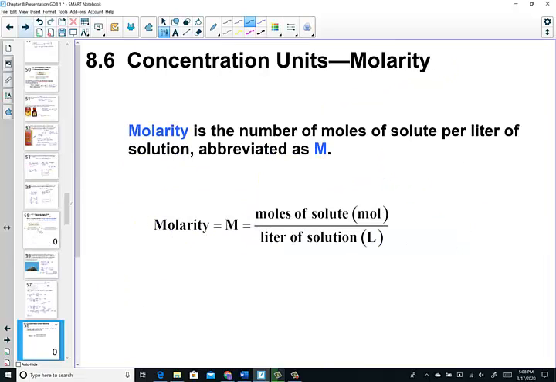A much more familiar unit for concentration to a chemist is called molarity. Molarity is defined as the number of moles of solute per liter of solution. Moles of solute per liter of solution. Now let's remember what we remember for our mole map.